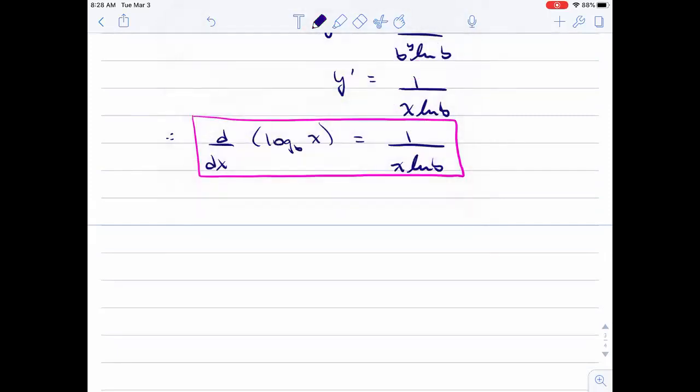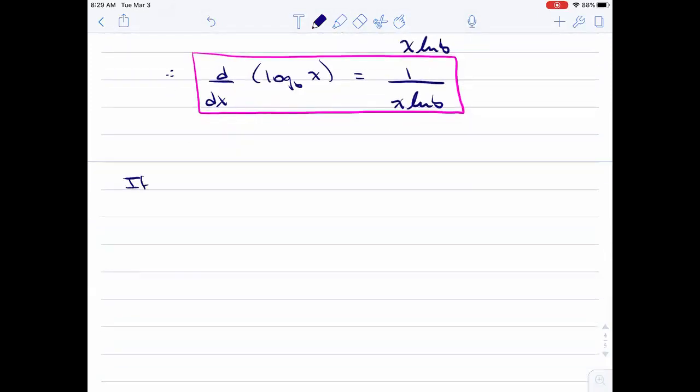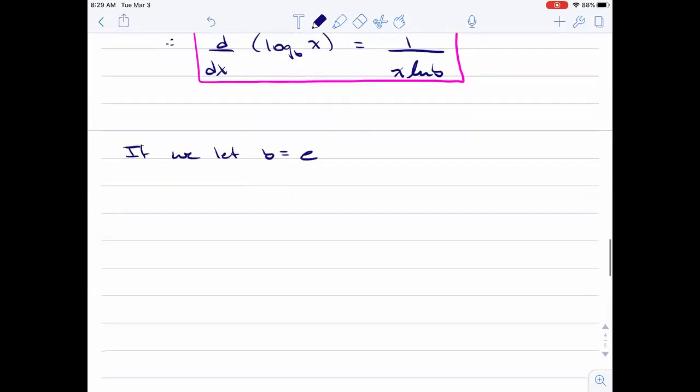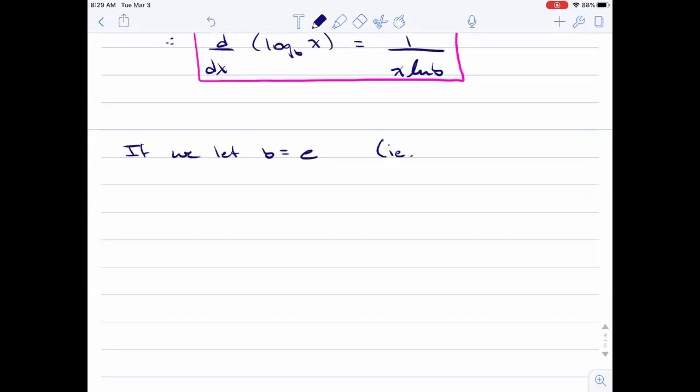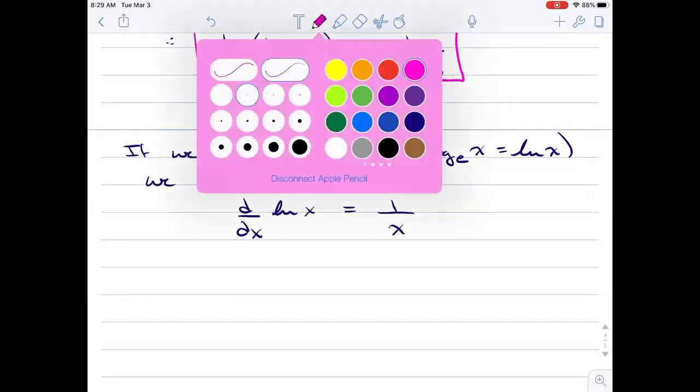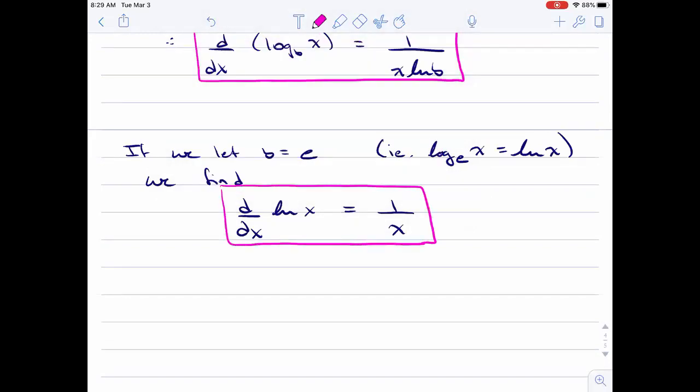So here, if we let the base be base e, the natural log, then in the denominator on the right-hand side of the derivative we've got 1 over x times the log of e. The natural log of e is just 1. And so if we let b be e, so that is, if we're talking about the log base e of x, which is just the natural log of x, we find that the derivative d dx of the natural log of x is just going to be 1 over x. That's going to be really important.